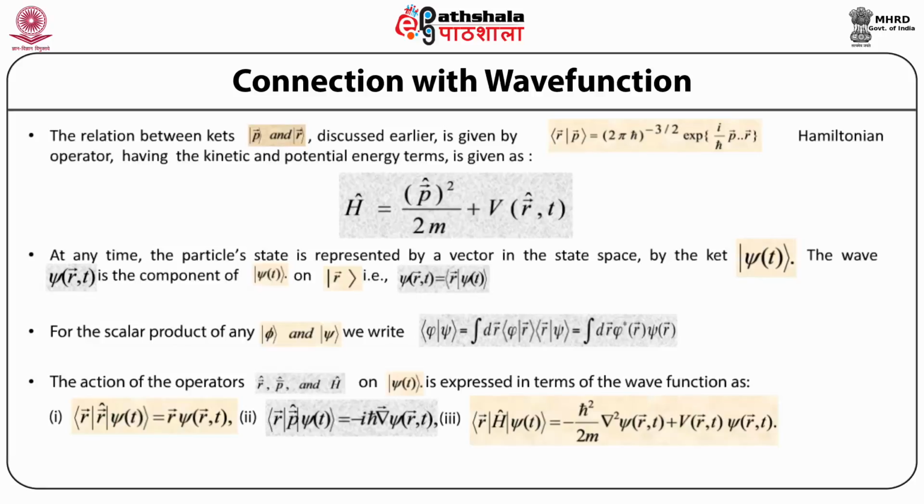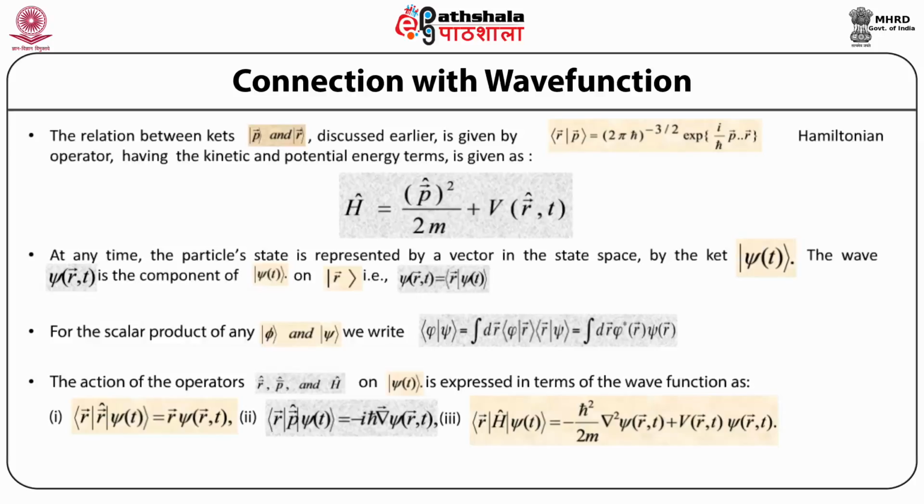Having defined this relation, we are now in a position to define our Hamiltonian operator, which has both the kinetic energy term as well as the potential energy term. The Hamiltonian operator H is given by H equal to operator P squared by 2m plus V as a function of vector r and time t. Here the vector operator P is the momentum vector, m denotes the mass of the particle, and V is the potential energy, which is a function of both the position as well as time.